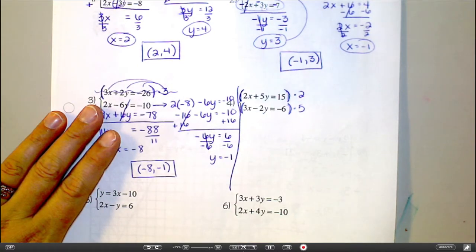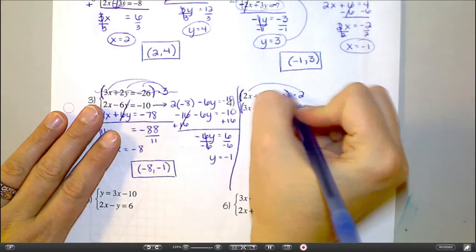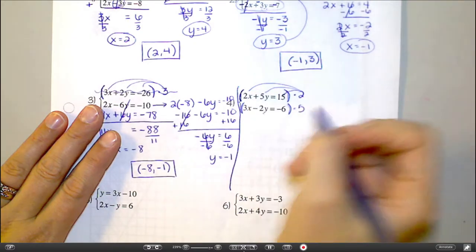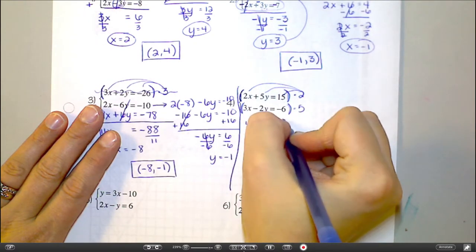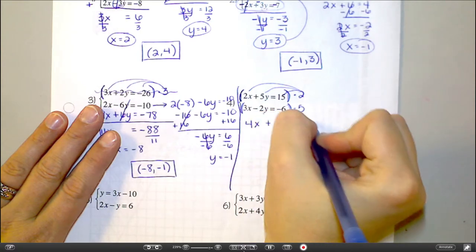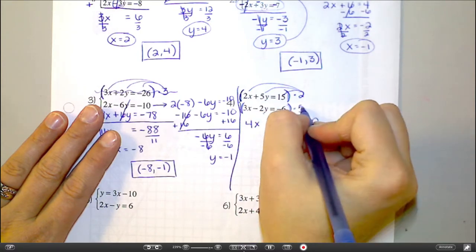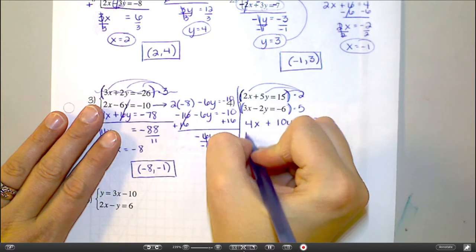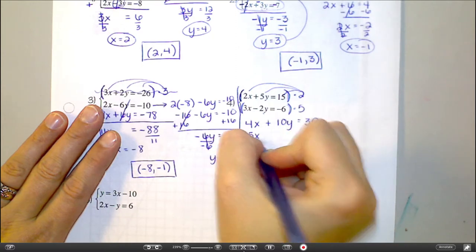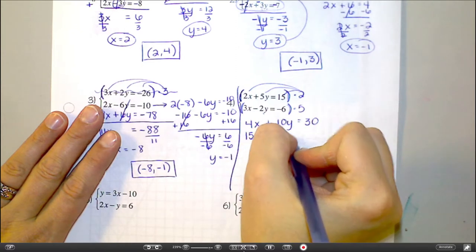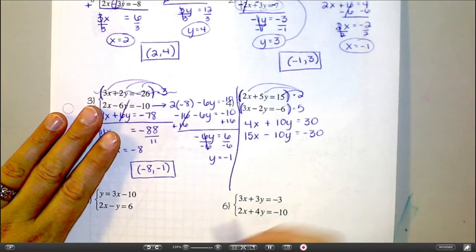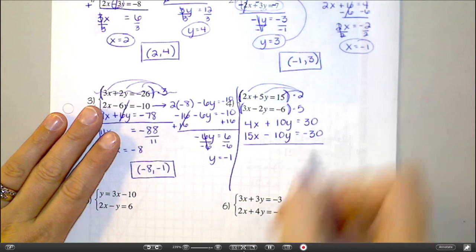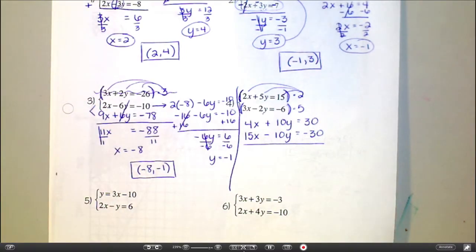So my top equation is now going to be, I'm multiplying everything in here by 2. So it's going to be 4x plus 10y equals 30. And then 15x minus 10y equals negative 30. Okay. Do I have something that's going to cancel out? Macy, go ahead.